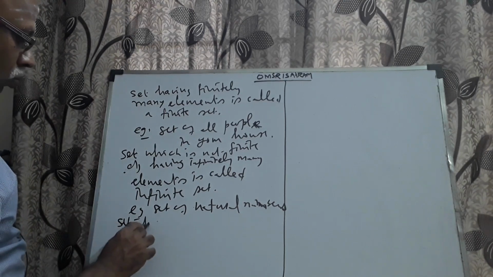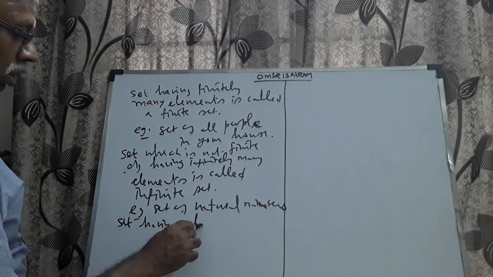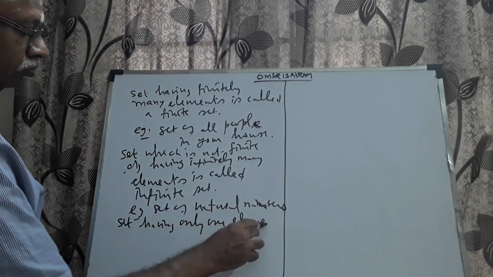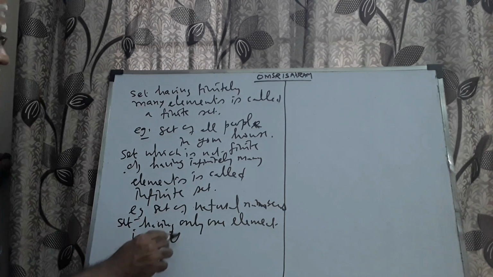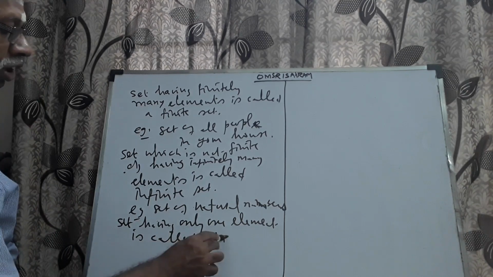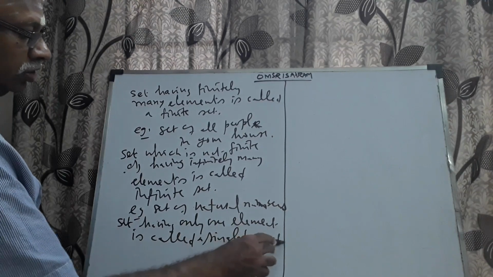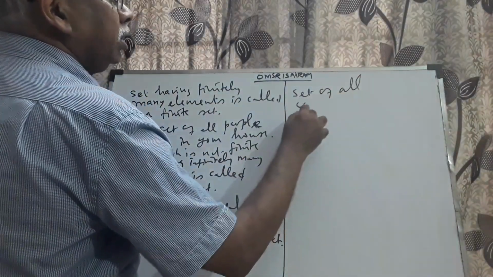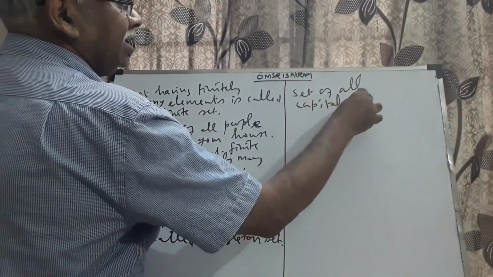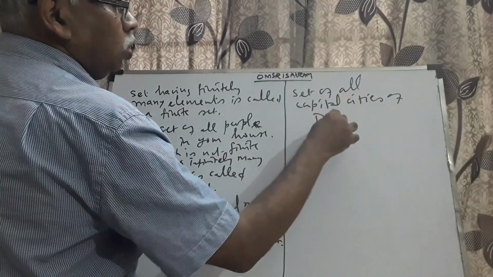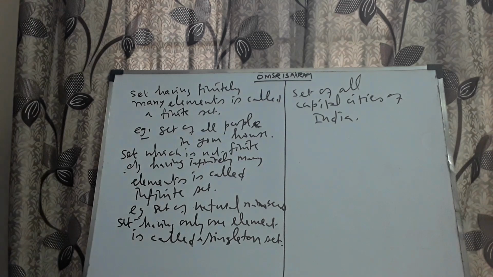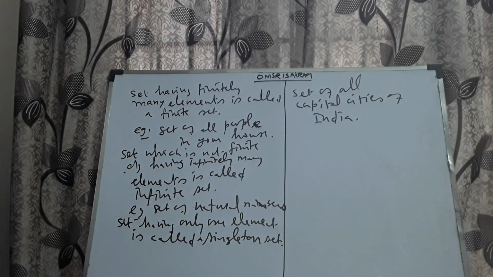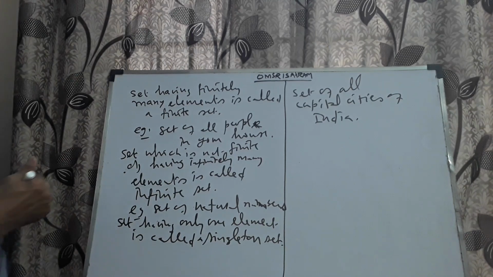Okay, a set having only one element is called, there is a special name for that, a singleton set. In fact, set of all capital cities of India. There is only one capital city. The answer is New Delhi. Then set of all numbers between 5 and 7 in the set of natural numbers. There is only one natural number between 5 and 7. It is only 6. It's an example of a singleton set.